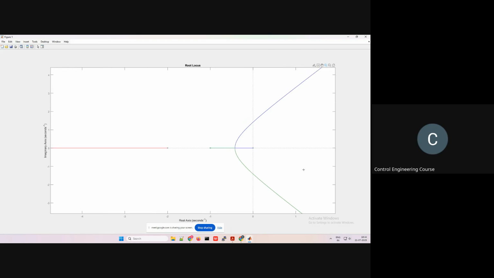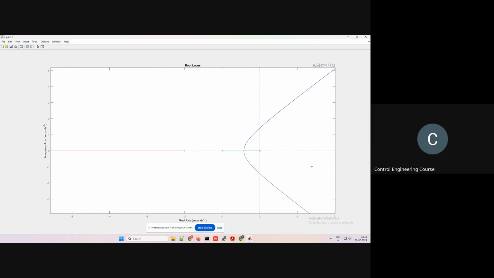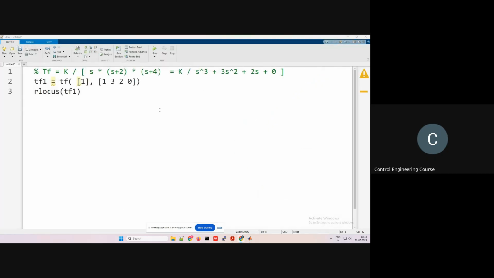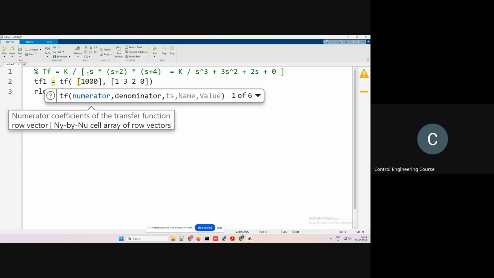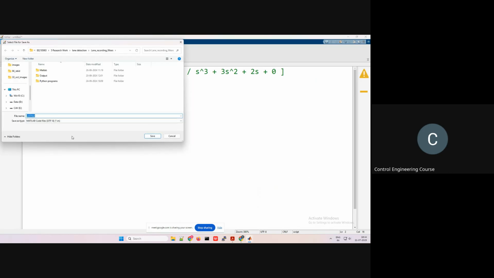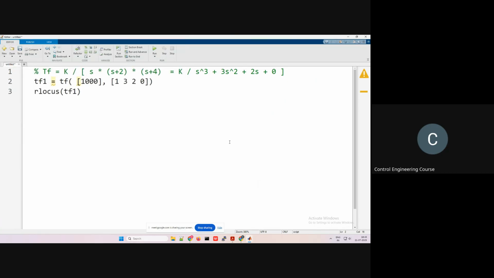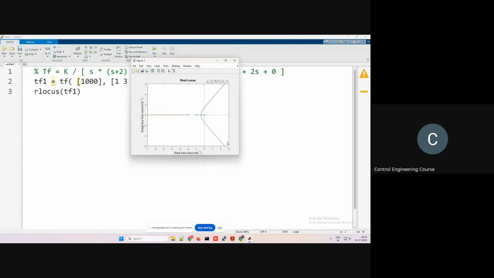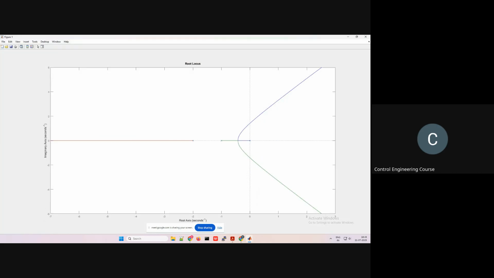So this is the root locus plot. You can do it in MATLAB assignment using this simple step. Whatever value you want to give, you can give. Like if I put 1000, did you find any change in the root locus plot now? No, because it is considering only the open loop transfer function.